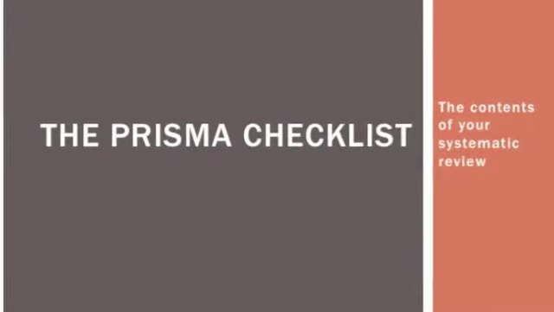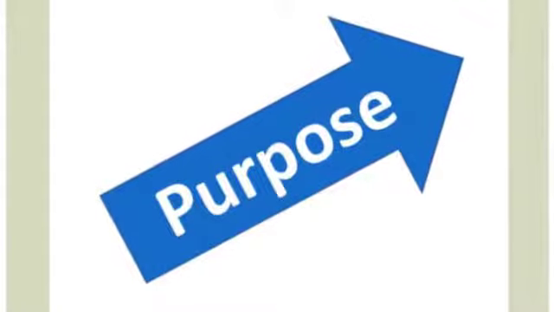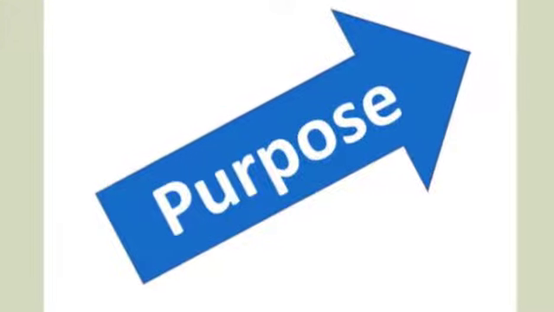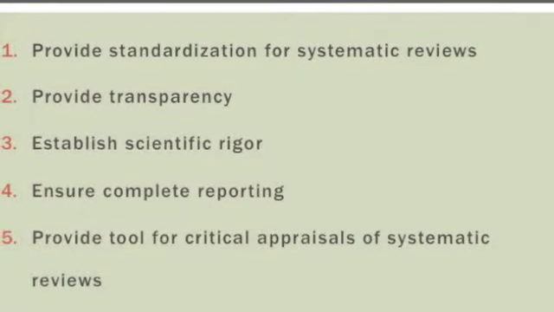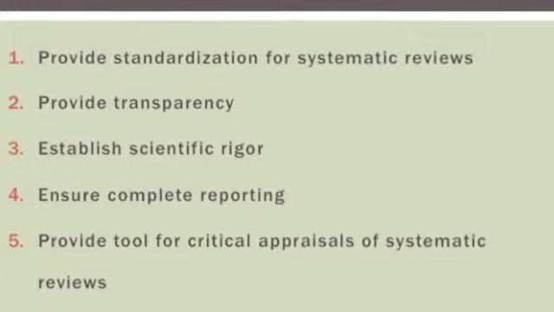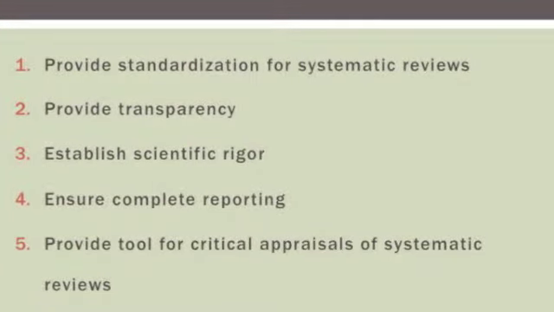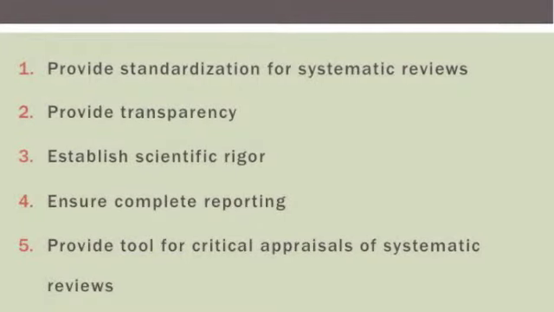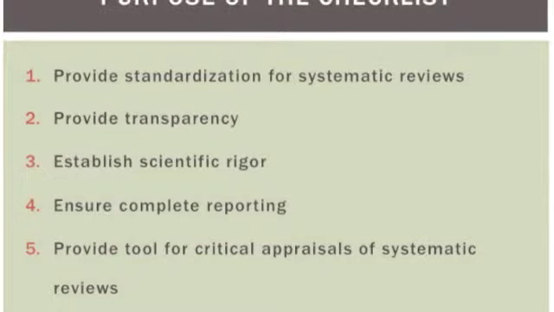The PRISMA checklist, the contents of your systematic review. So what exactly is the purpose of this PRISMA checklist? The purpose of the checklist is to provide standardization for systematic reviews, provide transparency for the reader, establish scientific rigor, ensure complete reporting, and it also is a tool for critical appraisals of systematic reviews.